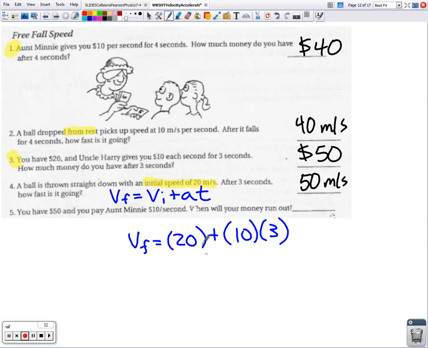So if you have to pay back $10 every second, and you have $50, how long is it going to take for you to get to 0? 5 seconds. Okay?